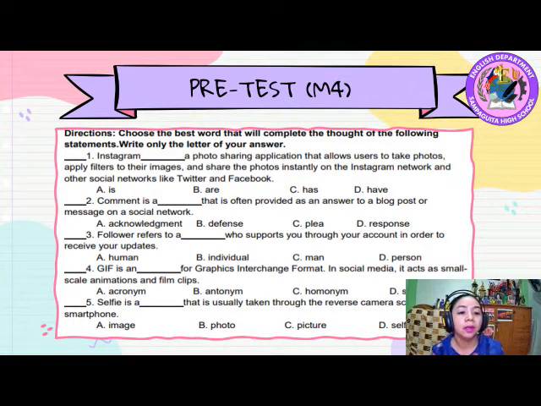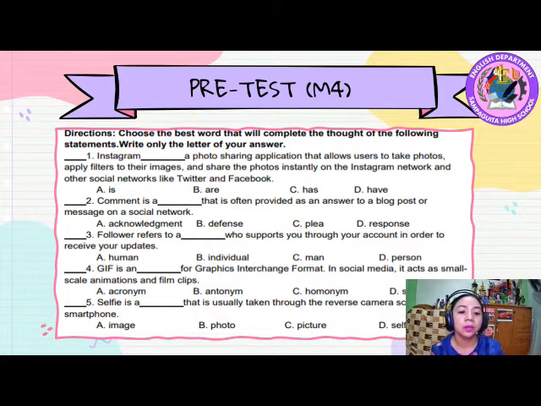Number 3. Follower refers to a blank who supports you through your account in order to receive your updates. A. Human, B. Individual, C. Man, D. Person. So, it's your time to write your answer. If your answer is letter D, Person, that is the correct answer.